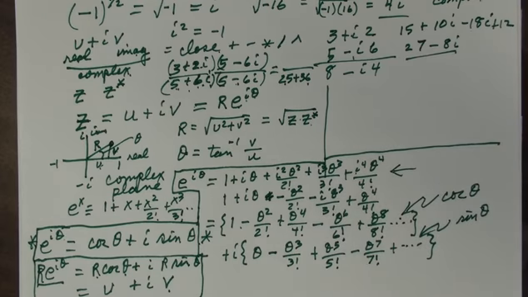So when your calculator or your computer is figuring out sines and cosines, it's actually computing this series using a finite number of terms.